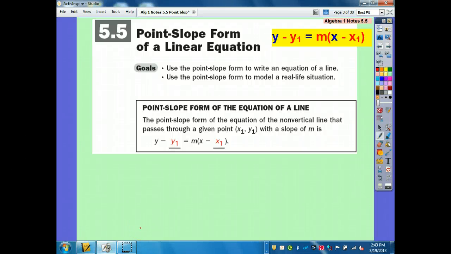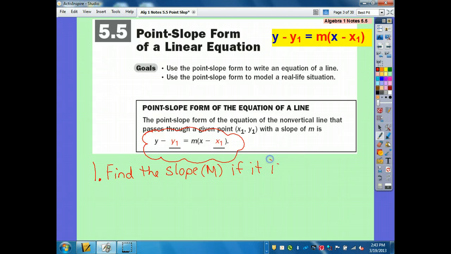5.5 point slope form of a linear equation. All right, now we wrote our formulas down on our card, and point slope form right here is what we're working with today. So the first thing you have to do for today's lesson, number one, find the slope, which is m, if it isn't given to you.